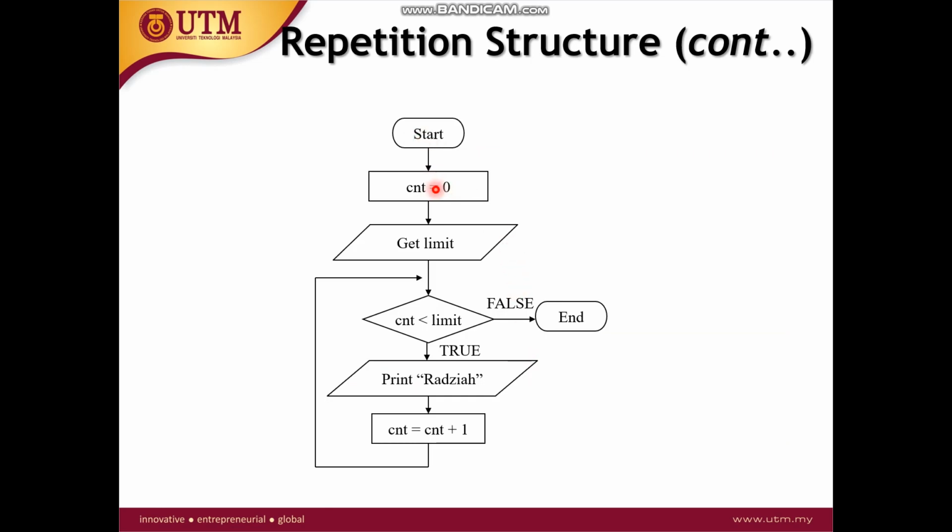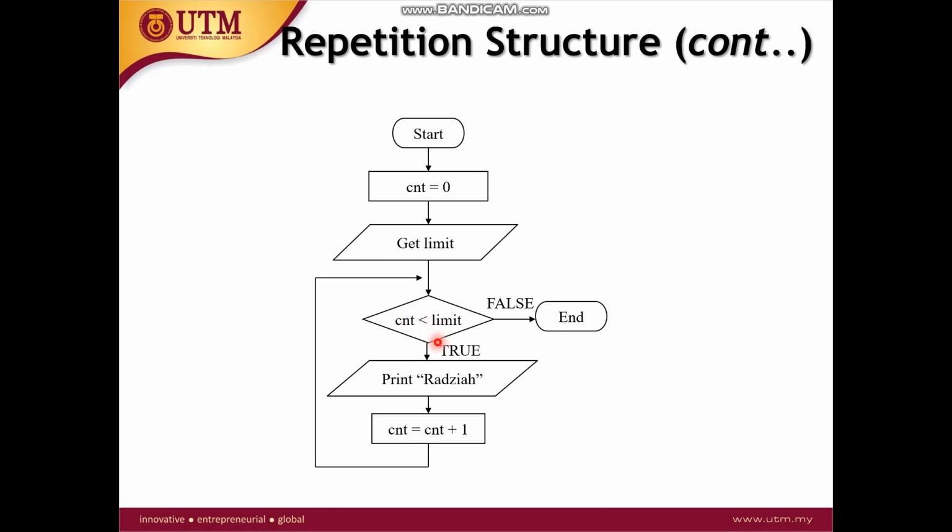For example, the starting count is 0, and this is the limit. Look, this is the input structure. This parallelogram shape is an input shape. You are asked to enter the limit, the get limit step, as an input. So it comes to this point. For example, you are saying 3, because you have 3 items.